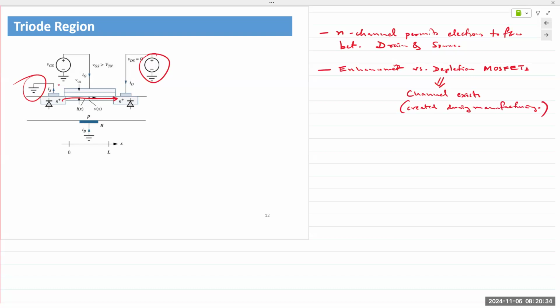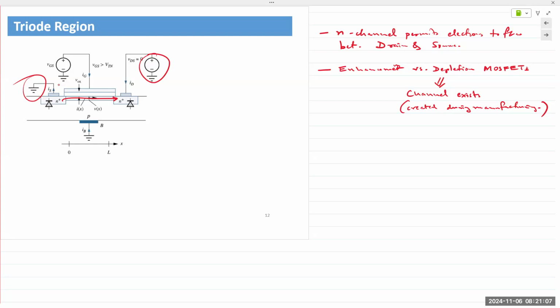And so in an enhancement MOSFET, we apply a gate voltage to create a channel. In a depletion MOSFET, as with the JFET, the device is already set to be on because the channel exists. So we must apply a gate voltage to actually pinch off that channel to control it. Even though both devices are similar in many ways, the operation is very different.